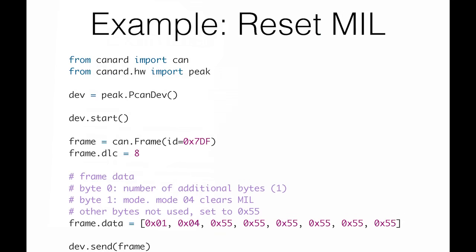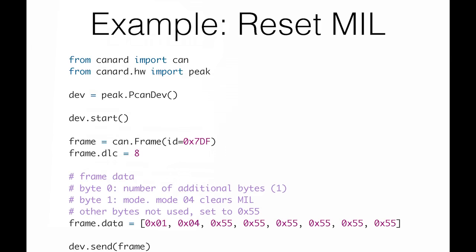The ID for the frame, 7DF, and then it's a bit of a weird protocol. The first byte just says how many bytes follow in the message that are valid. And then the second byte is the mode. Mode 04 is clear fault codes. You send that message, it clears the fault codes, and they all go away. So that's a really simple example.